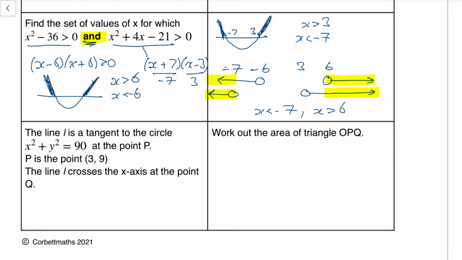Good question. Next question. The line L is a tangent to the circle x squared plus y squared equals 90 at the point P. P is the point (3, 9) here. The line crosses the x-axis at the point Q. Work out the area of triangle OPQ. Right, okay, here we go.